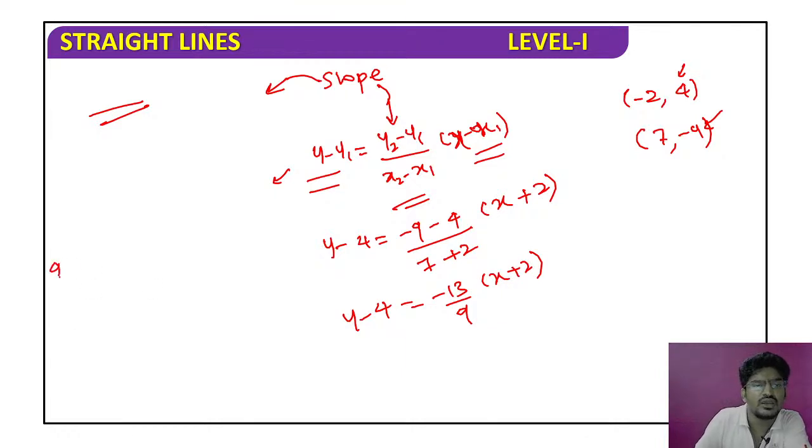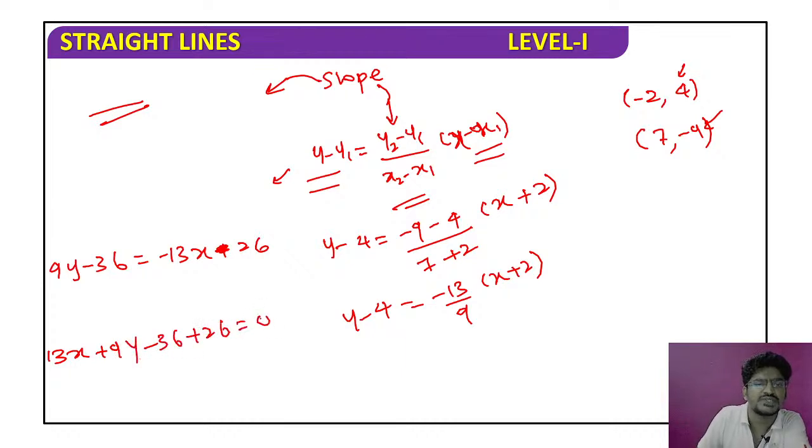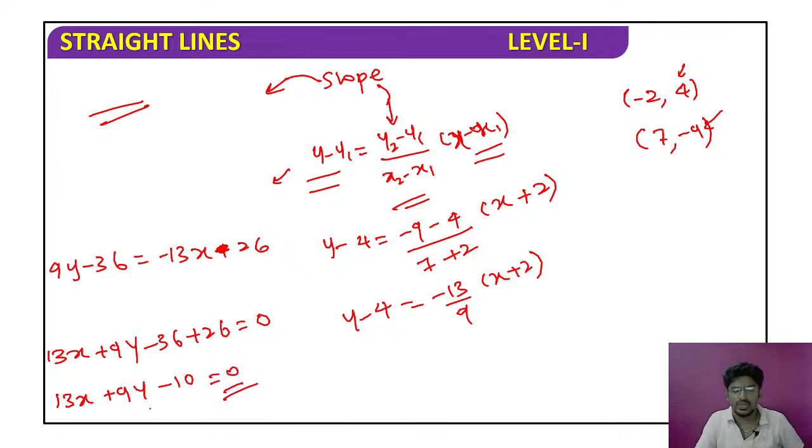So that will be 9y minus 36 equal to minus 13x minus 26. Now you can take these terms to the RHS, that will be 13x plus 9y minus 36 plus 26 equal to 0. Therefore 13x plus 9y minus 10 will be equal to 0. So this will be your answer.